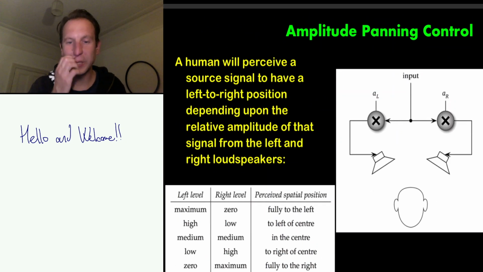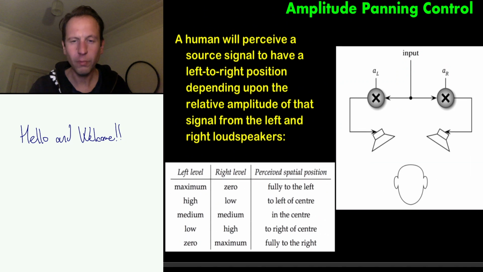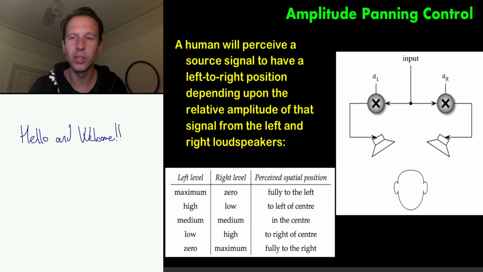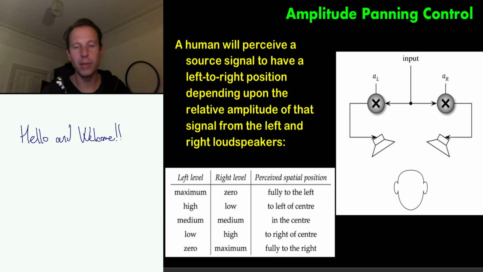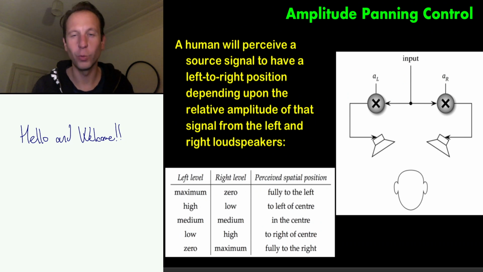Let's look at the sketches of amplitude panning control. What we're looking at is 2 gain stages. One signal is being split into 2 gain stages. Evidently one is left, the other one is right. And there is a little table which spells it out for you in terms of when you perceive sound coming from which direction.